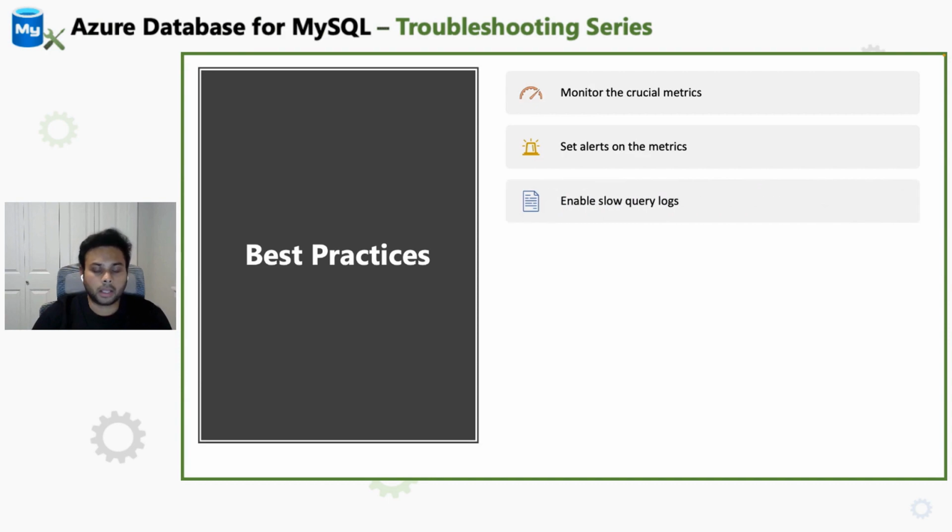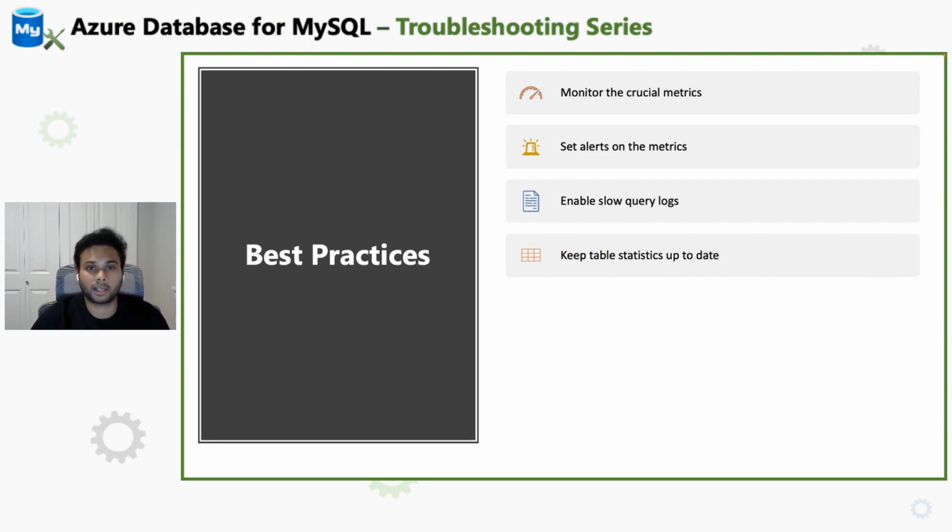Besides that, another proactive measure that you can take on your MySQL flexible server is enabling the slow query logs. When you enable slow query logs, it essentially provides you with critical query related information where you can quickly dig in and diagnose whether the query is behaving abnormally or not, whether the query is exceeding a threshold that you have defined for that.